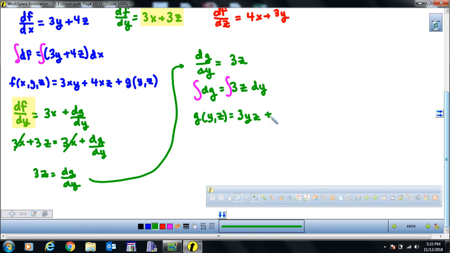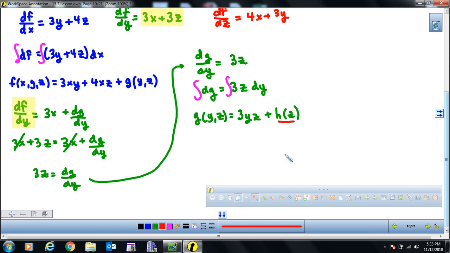3yz plus some constant. Now, that doesn't necessarily need to be a constant. Since we're integrating in terms of y, it could be that we end up with a function of z. Or if it doesn't depend on z, it could be a constant. So it could be one or the other. That's what we're going to determine. This is how we're going to determine if this is a function of z or not. We're going to use our last condition.